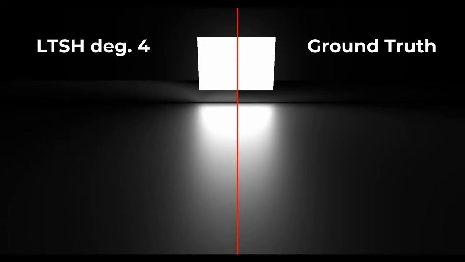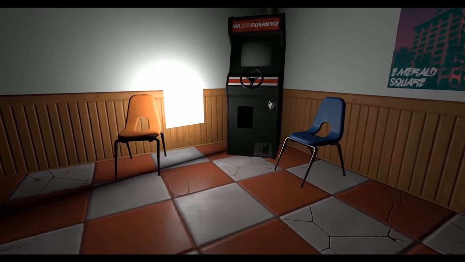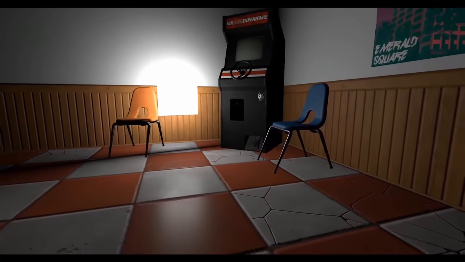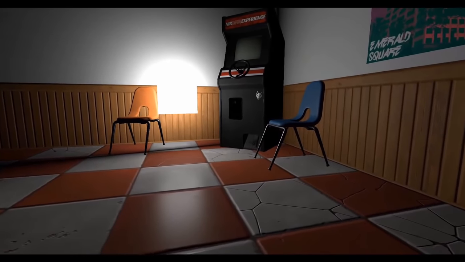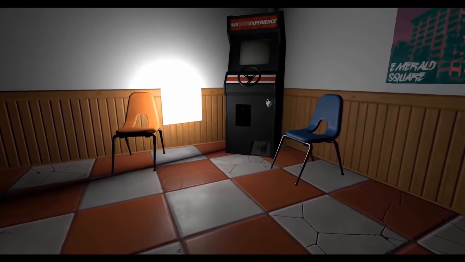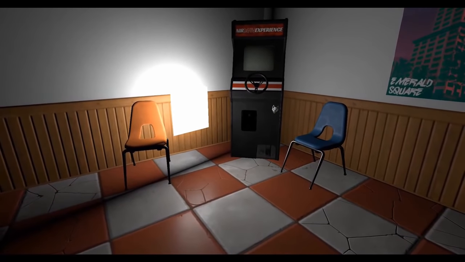We improve image quality compared to LTC at higher cost. Our proof-of-concept implementation is able to produce appealing real-time renderings with direct illumination from polygonal area lights. We are looking forward to seeing you at the virtual poster session.